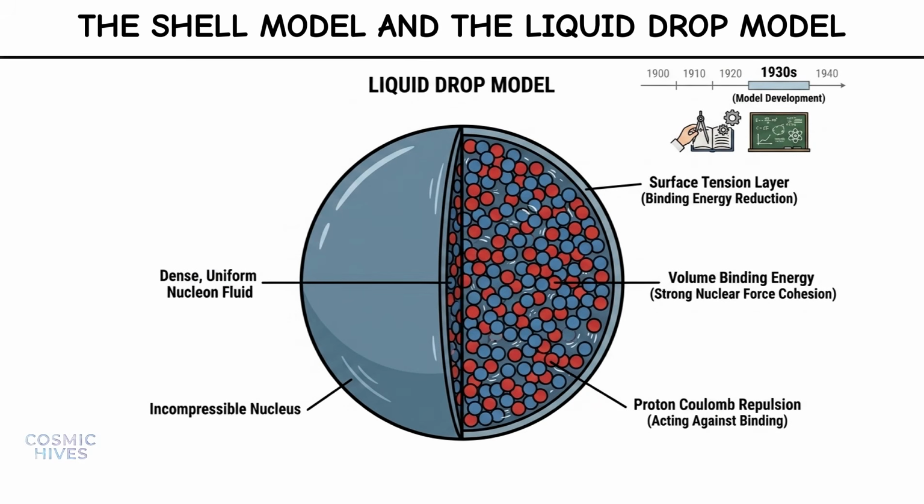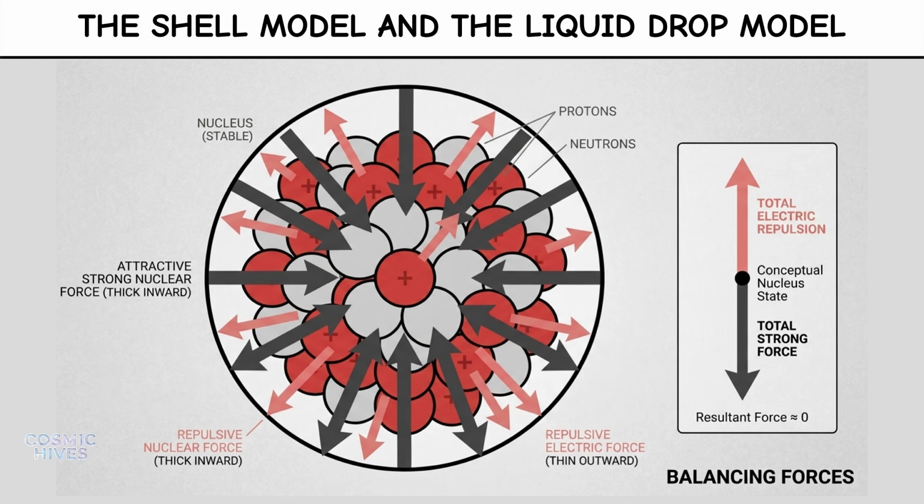The liquid drop model, developed in the 1930s primarily by George Gamow and later refined by Niels Bohr and John Wheeler, treats the nucleus as a small drop of incompressible nuclear fluid held together by a balance of attractive nuclear forces and repulsive electric forces between protons.